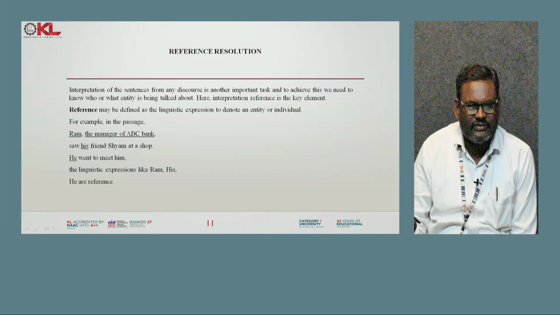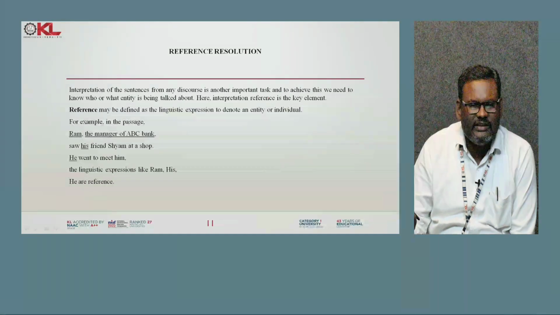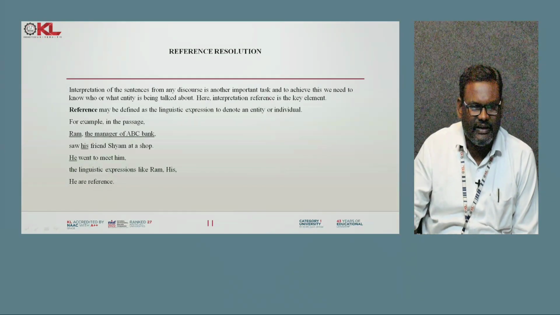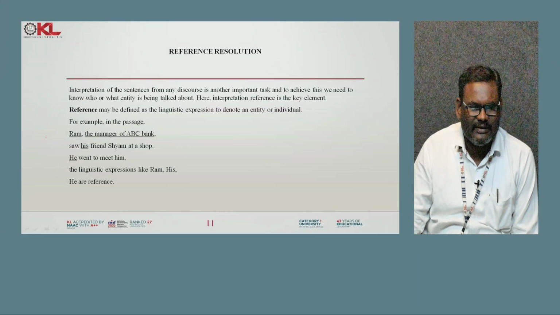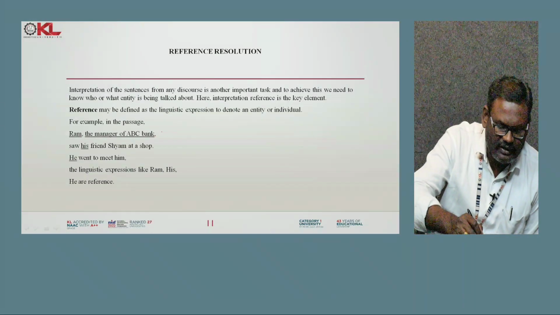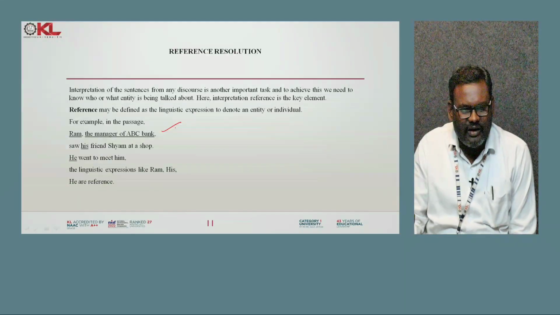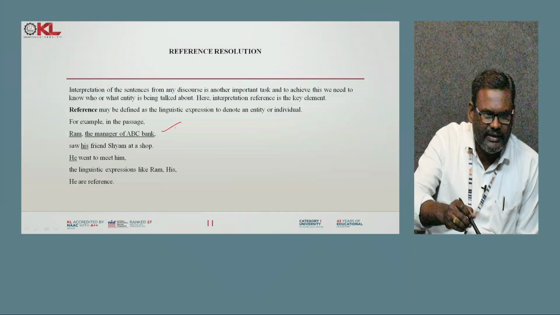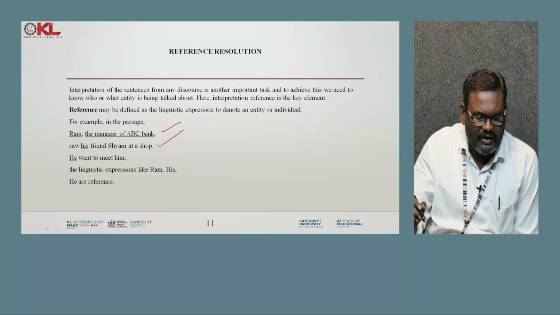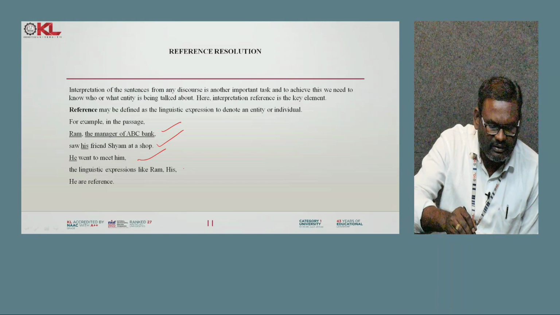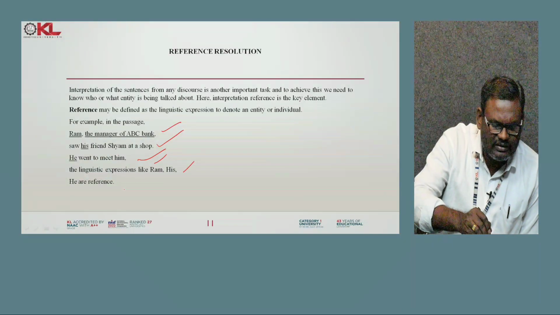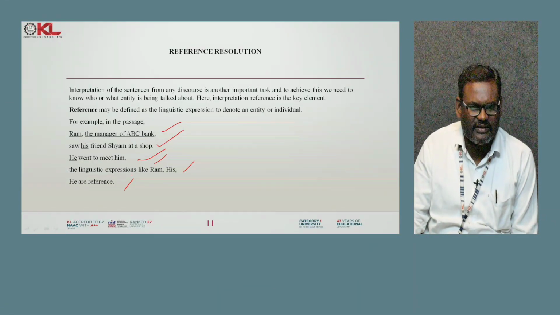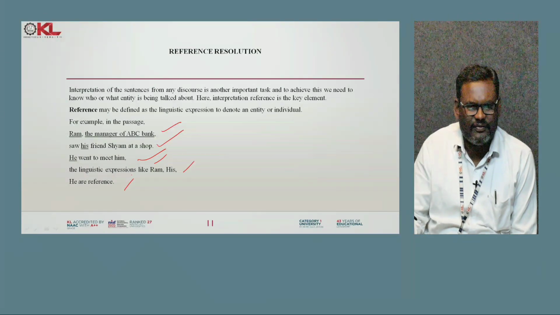Next, reference resolution. While interpreting sentences, if you give any meaningful word, how is it understood? For example, if you see here, Ram, the manager of ABC Bank, saw his friend Sam at the shop. So here there are different statements. Ram is the manager of ABC Bank, saw his friend at the shop. So who saw here? Ram saw his friend at the shop, and he went to meet him. The linguistic expressions like Ram, his, he have no specific meaning and no connection between the sentences, but we are able to give the reference. This is the process of reference resolution.